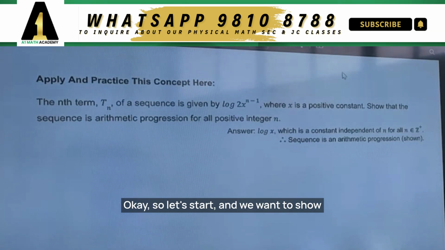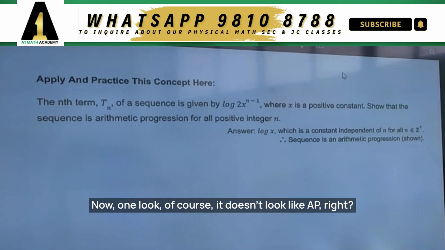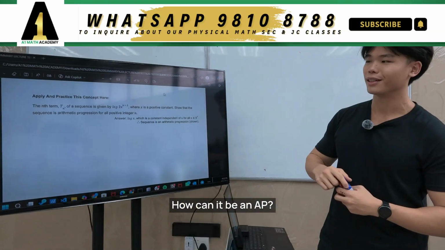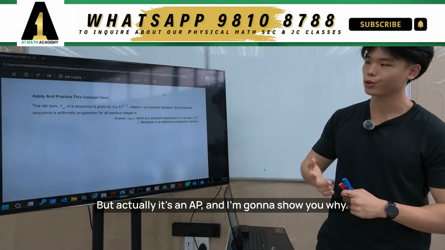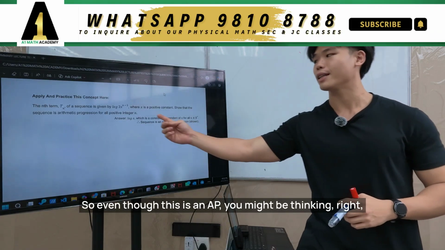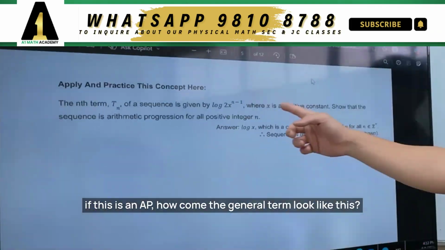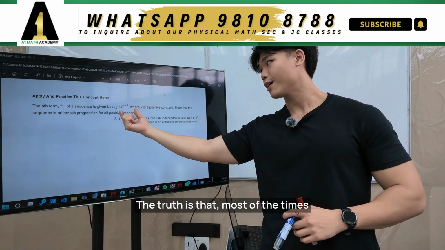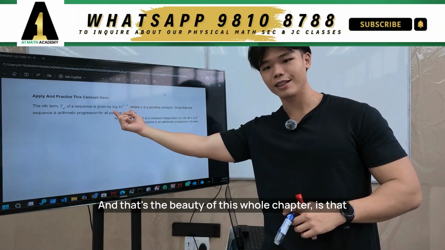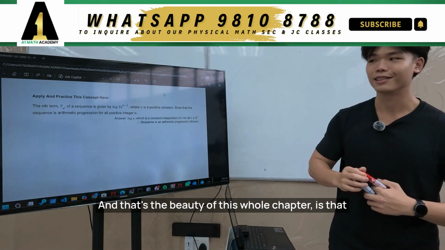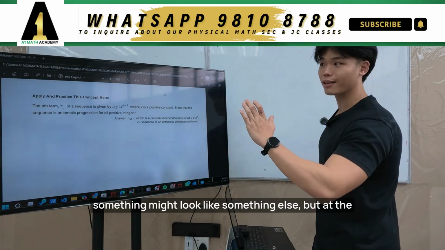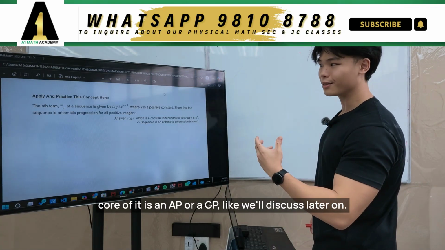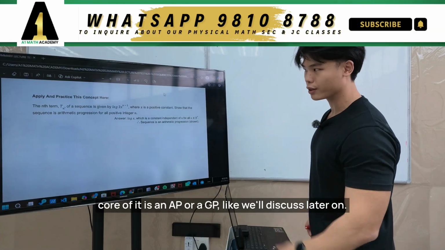Okay, so let's start, and we want to show that this logarithmic equation is an AP. Now one look, of course it doesn't look like an AP, right? It's a logarithm. How can it be an AP? But actually it's an AP, and I'm going to show you why. So even though this is an AP, you might be thinking, how come the general term looks like this? The truth is that most of the time, APs don't look like APs, right? And that's the beauty of this whole chapter, is that something might look like something else, but at the core of it is an AP or a GP, like we'll discuss later on.